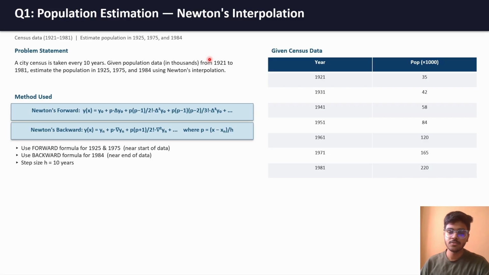Newton forward difference formula is most accurate when the point we want to estimate is near the beginning of the data table. So for 1925, which is close to 1921, the very first value, we use the forward formula. For 1975, even though it is in the middle, we still measure P from the start of 1921, so we still use the forward formula. For 1984, which is very close to the last known value, 1981, we use Newton's backward difference formula. This gives a more accurate result near the end of the table.